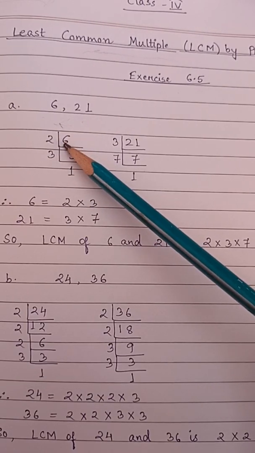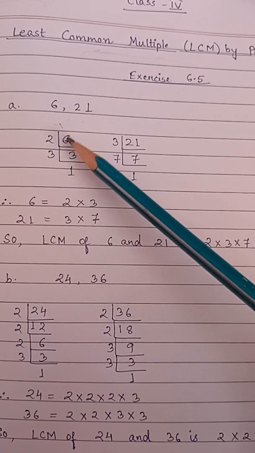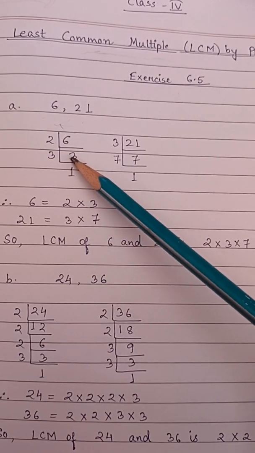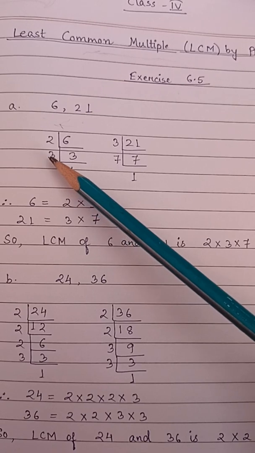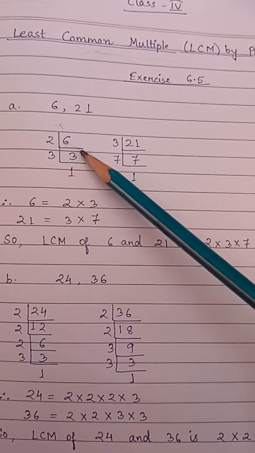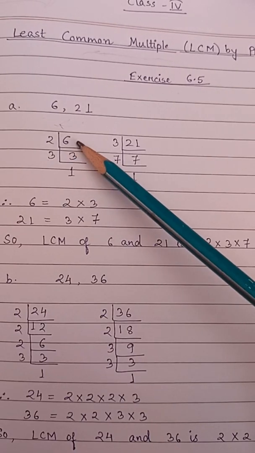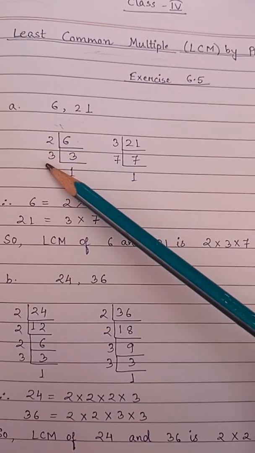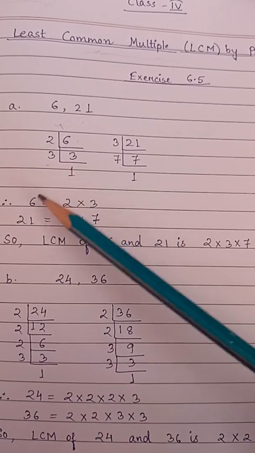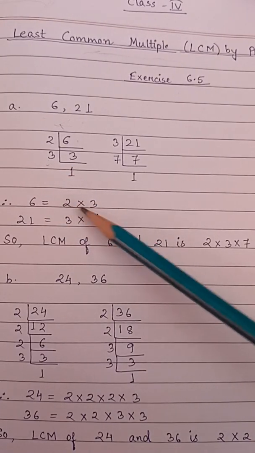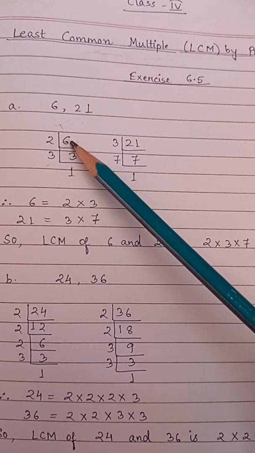So 6 is divisible by 2, as you know. 2 3s are 6, and it comes as 3 here. After that you have to divide it by 3. 3 1s are 3. So what are the factors we get for 6? The factors are 2 and 3. So we write 6 equals 2 into 3. So 2 and 3 are the prime factors of 6.